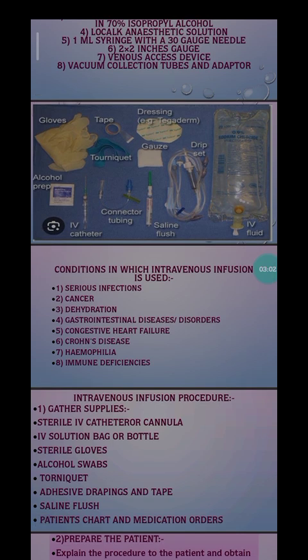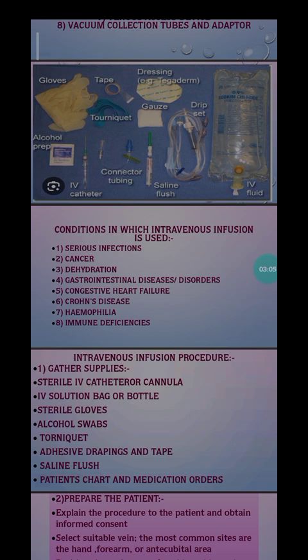Now, the conditions in which IV is used: number 1, serious infections. If a person gets any serious infection, then the person can be treated with intravenous infusion. Number 2, in cancers, where we have to give chemotherapeutic agents, the drugs are to be given by intravenous infusion. Number 3, dehydration. In initial stages the person is not unconscious, but if the patient becomes unconscious in dehydration, then we can administer fluids into his or her body by intravenous infusion route.